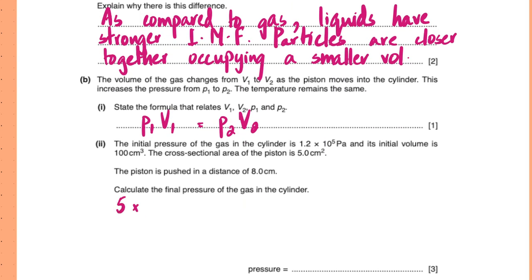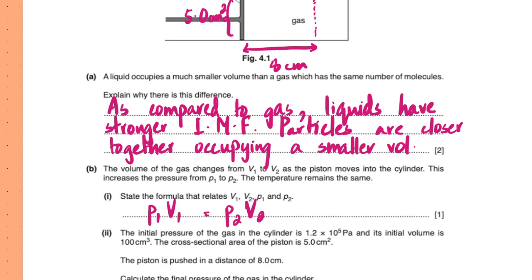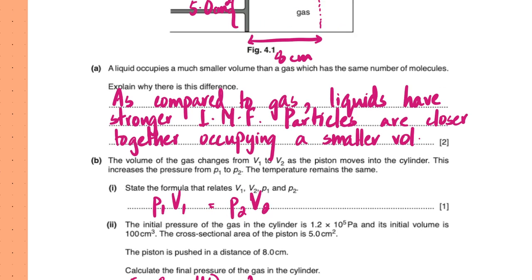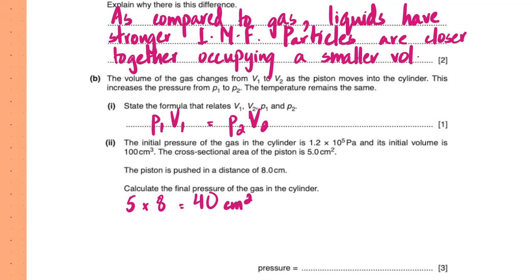5 times 8, this is 40, and this is that formula that you study in O-level math, which is that the volume is cross-sectional area times height. But this is not the final volume because initially the volume was 100. So all of this is 100. So out of 100, if this is 40, right? If this is what it has decreased by, so the remaining is 60. So 100 minus 40, that is your V2, right? Which is 60.